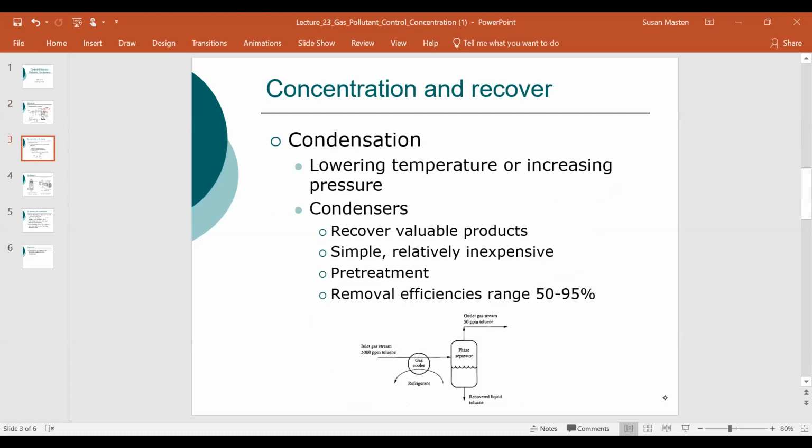So it's simply a process that is used to lower the temperature or increase the pressure of a gas stream. The goal is to convert that material from a gas to a liquid phase and to separate the valuable substances from the gas. So these processes allow you to recover valuable material. They're relatively simple to operate, relatively inexpensive. They can also be used as pre-treatment to subsequent processes, and typically we're looking at removal efficiencies of 50 to 95%.